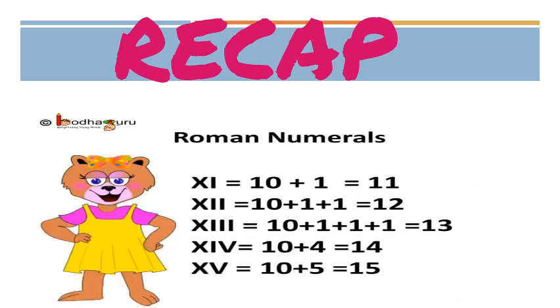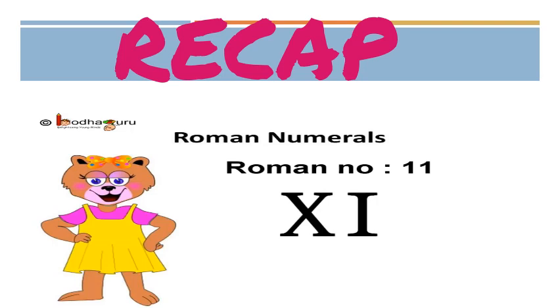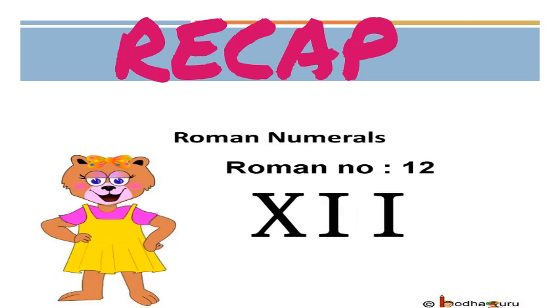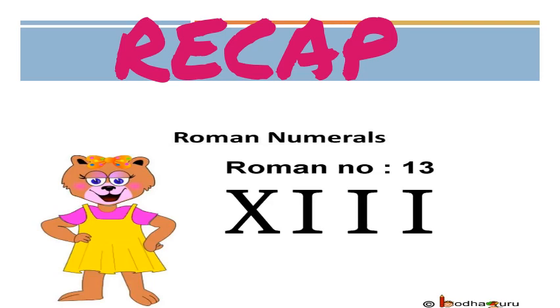Going beyond 10, how to write 11, 12, 13, etc. Just remember how to write 1 to 10. Now, what is 11? 11 is 10 plus 1. So, 11 is X followed by I. Similarly, 12 is 10 plus 2. So, X and 2 I's make 12. 13 is X followed by 3 I's.